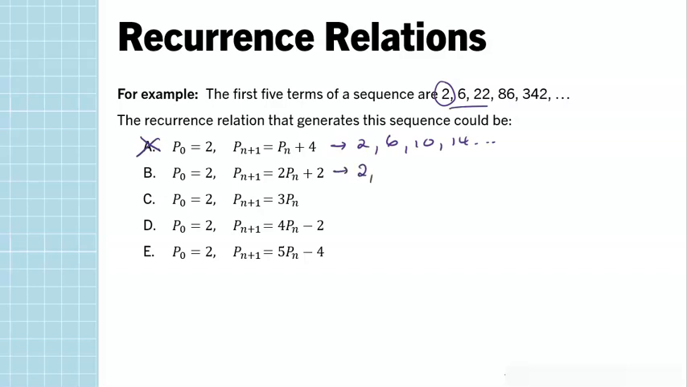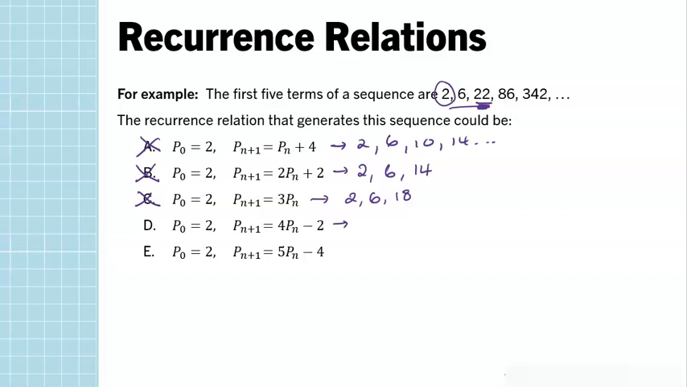B, again, we're starting with 2, times by 2 plus 2. So 2 times 2 is 4, plus 2 is 6. 6 times 2 is 12, plus 2 is 14. So not matching what we need, B is not an answer. For C, 2, and this time we're doing 3 times the current term. So 2 times 3 is 6, 6 times 3 is 18. Again, not what we need, we're looking for a 22 in that 3rd spot.